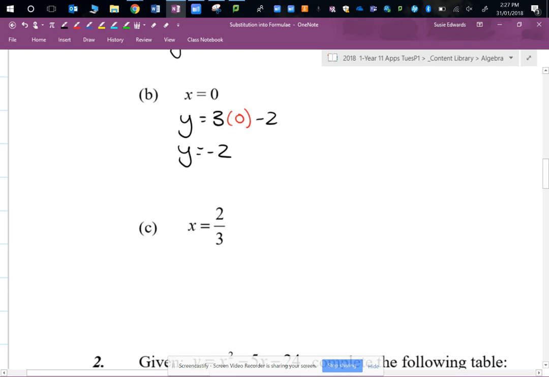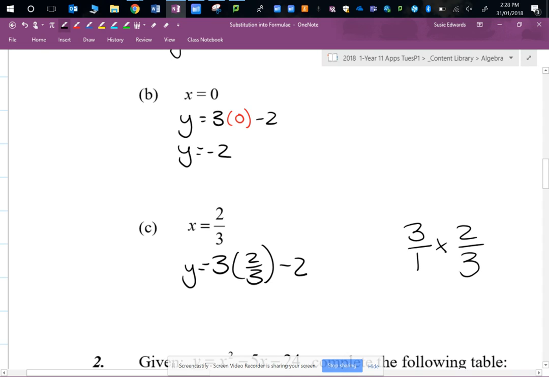So if we substitute it in here and we go y equals 3 times 2/3, take 2. Now, if you think about this in terms of just base times means of, okay? 2/3 of 3. If you've got 3 and you want 2/3 of it, how much is it? It's just 2, okay? So usually, if you actually think about timesing, 3 over 1 times 2 over 3, okay?